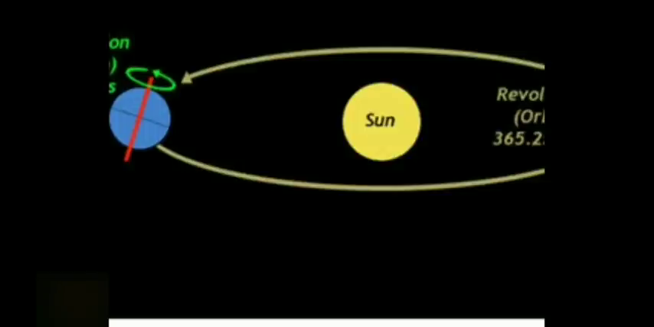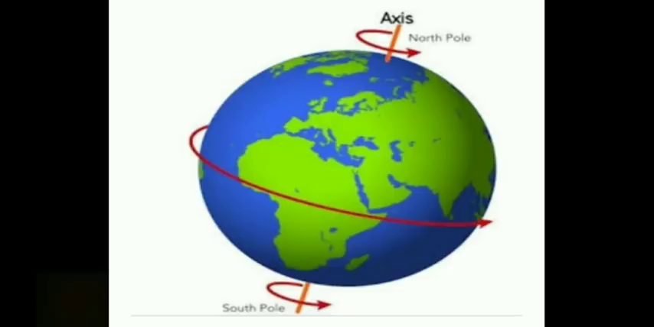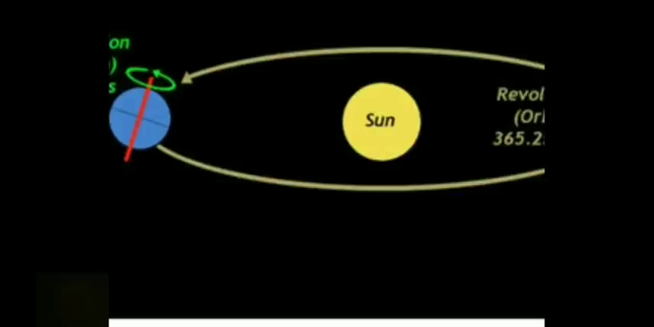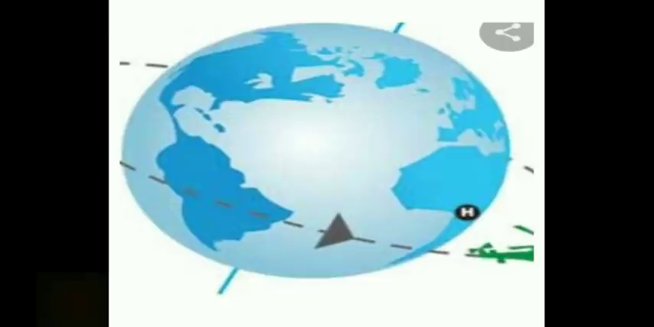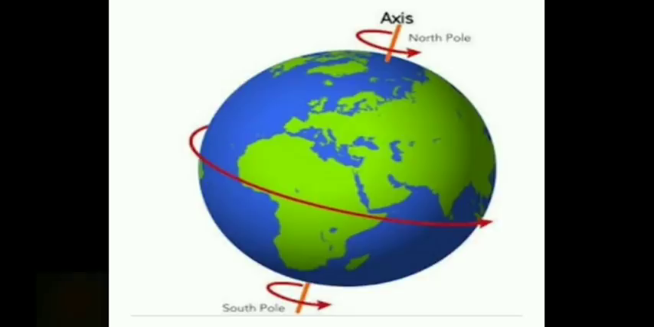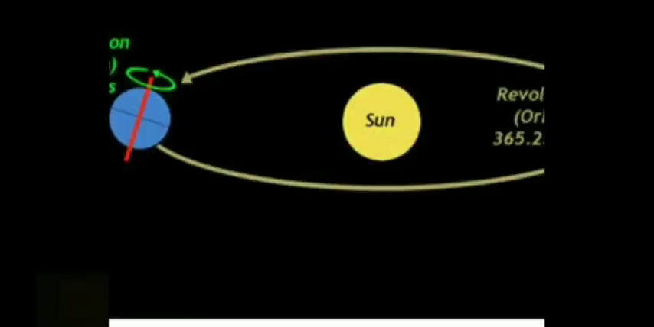So we know the terms now. Rotation of the earth, we know the revolution of the earth, and for rotation of the earth it takes 24 hours or one whole day. For revolution of the earth around the sun, it takes 365 days and 6 hours, or we can say 1 year to complete the revolution around the sun.